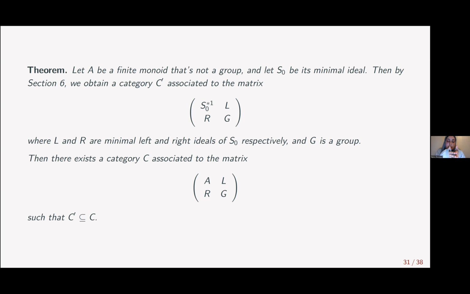So this is the first direction that we want to prove. If I start with a finite monoid, I can obtain a simple semigroup, and from the simple semigroup I can construct a category associated to this matrix, and all the cardinality conditions hold. Because of the property of minimal left and right ideals, I can extend it to this matrix. So this is how I construct a category with two objects out of a monoid.